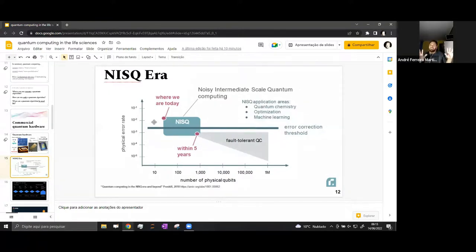This is the way that we interact, and actually it's not possible to 100% isolate the systems. So the qubit does interact with its environment. So all of these are sources of errors, okay?